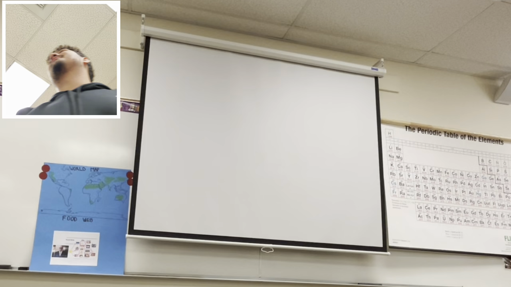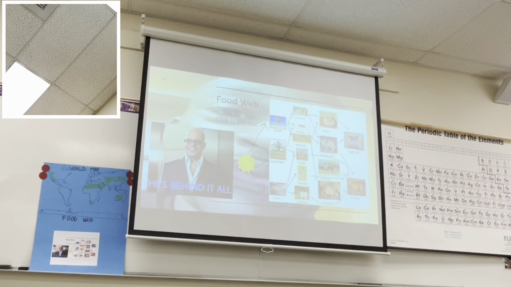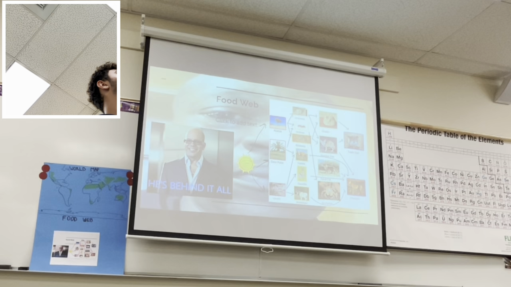That wasn't me. Okay, so this is going to be our food web, the same exact thing that's over here. Nothing too out of the ordinary on this slide. Just we have our producers in red, primary consumers in yellow, secondary consumers in green, and tertiary consumers in blue. Pretty simple, pretty standard.